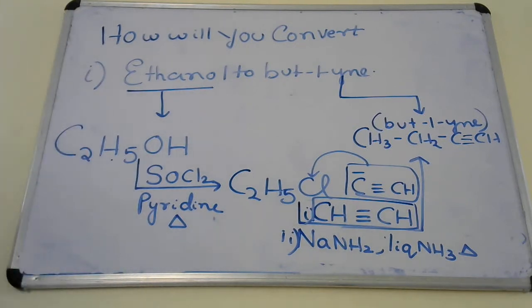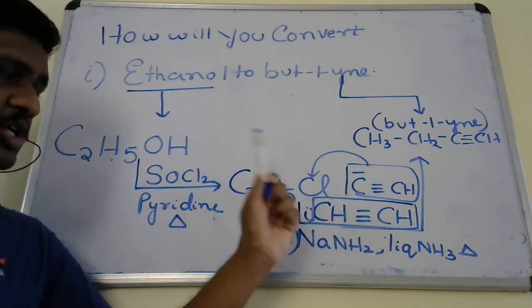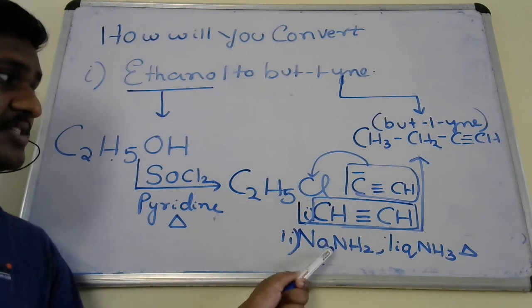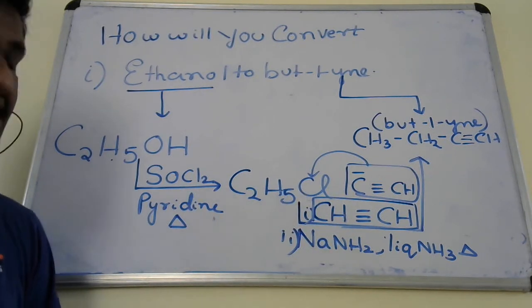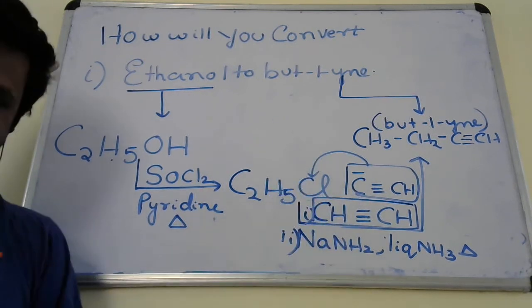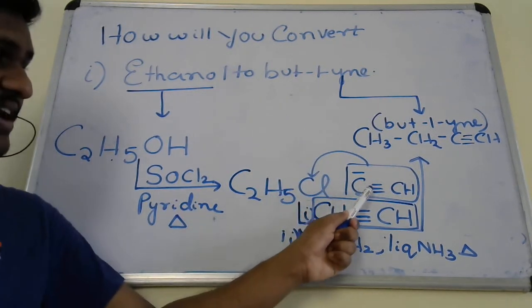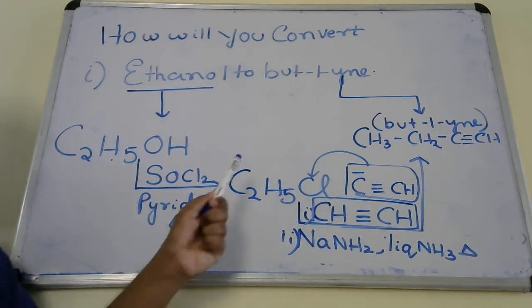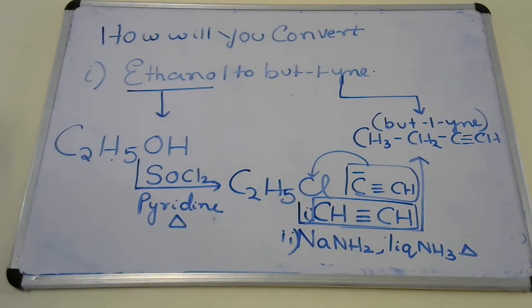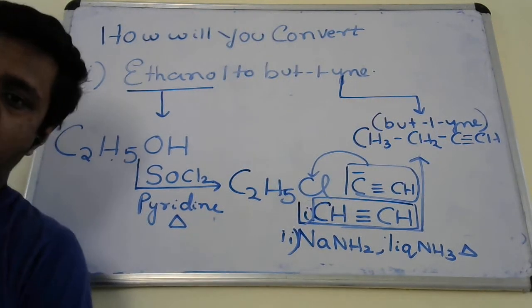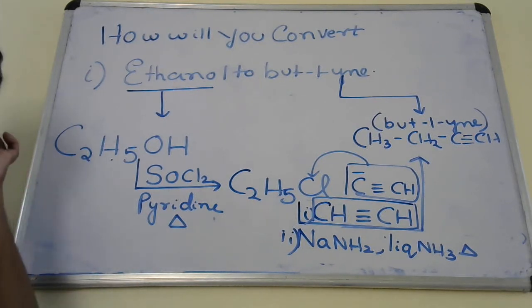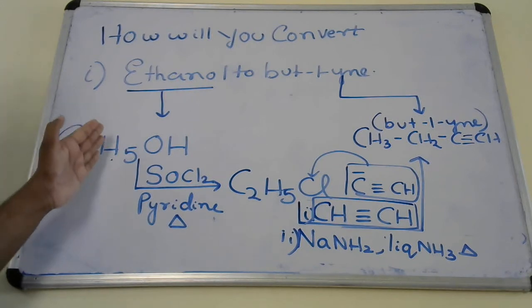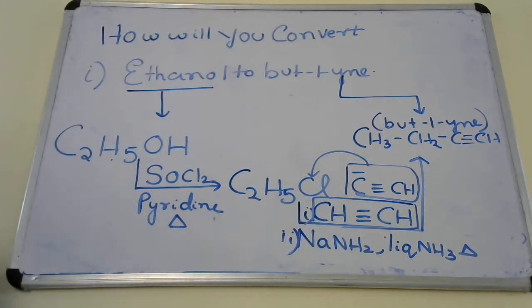Okay, so what does this NaNH2 liquid NH3 mixture do? This will take one hydrogen, okay, from this ethyne, and you will get a nucleophile like this. Okay, this nucleophile will replace chlorine in chloroethane and you will get but-1-yne. Okay, so that is how ethanol is converted into but-1-yne.